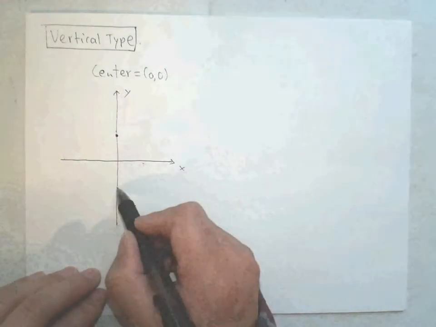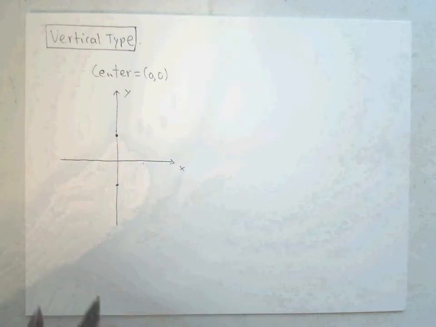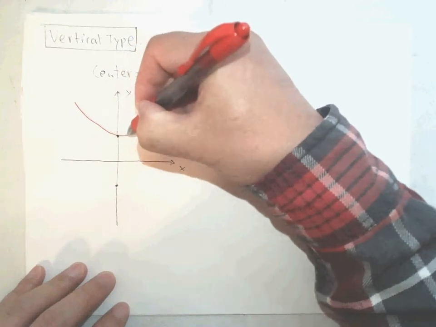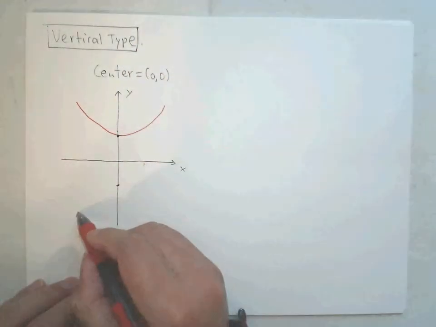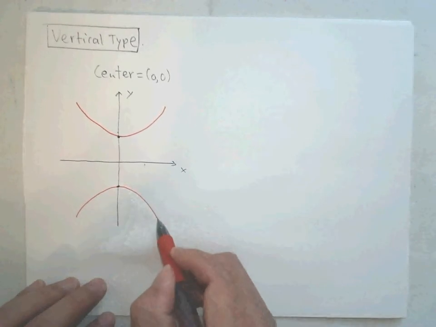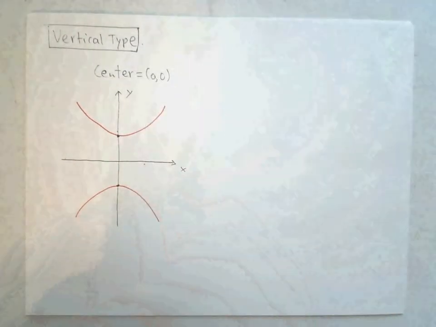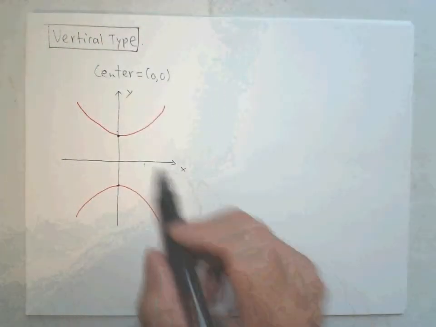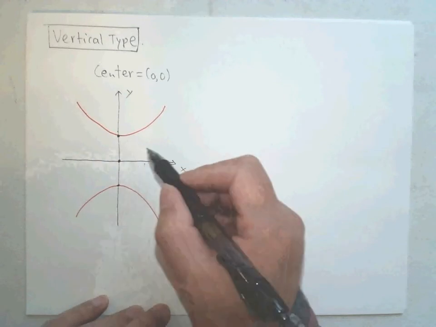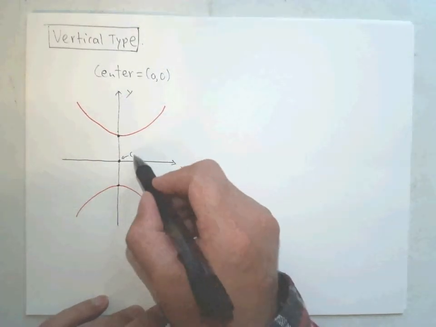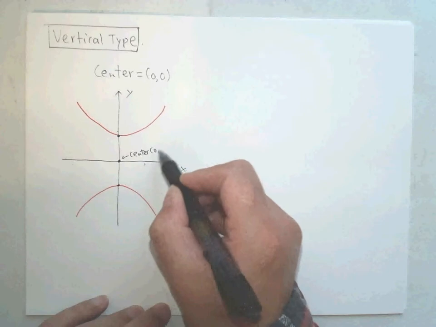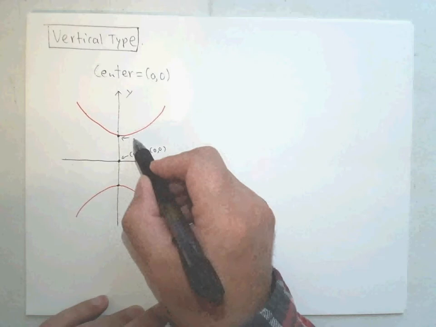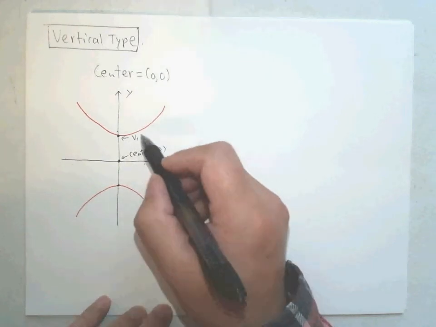This time I have to put the vertices here. Symmetric, and then I draw the branches. This one should open up, and this one should open down. Everyone, can you see this time? Yes, this opens up and down, two branches, so we call it the vertical type. Then we are going to identify the properties. This is the center, which is (0, 0). And if we call this V1, this is the vertex.